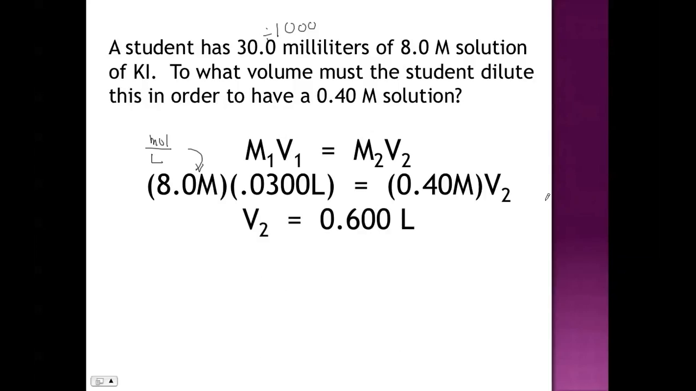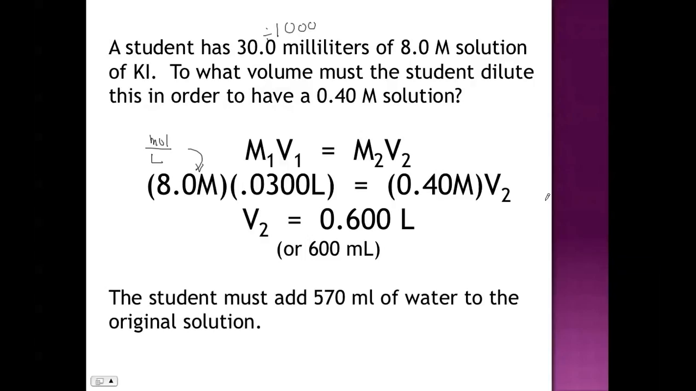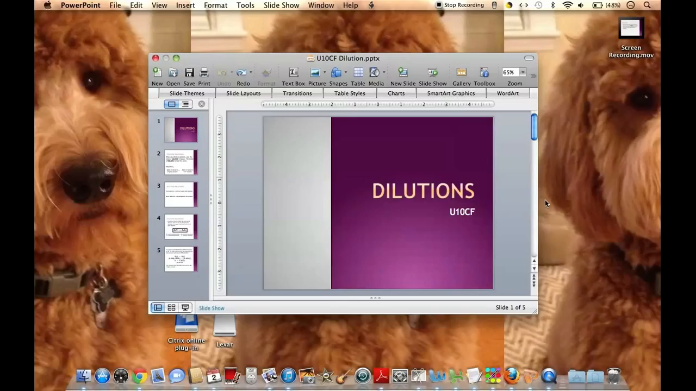All right, so in order to get this proper molarity, I'm going to need to have a total solution of 0.6 liters. Now the question asks what volume must the student dilute this to in order to get this 0.4 molar solution. It would be to 0.6 liters or 600 milliliters. So I'm going to have to add 570 milliliters to my original 30 milliliters. And that's all there is to it. So we'll work on this a bunch tomorrow and then review all the calculations that we've done so far for this unit.